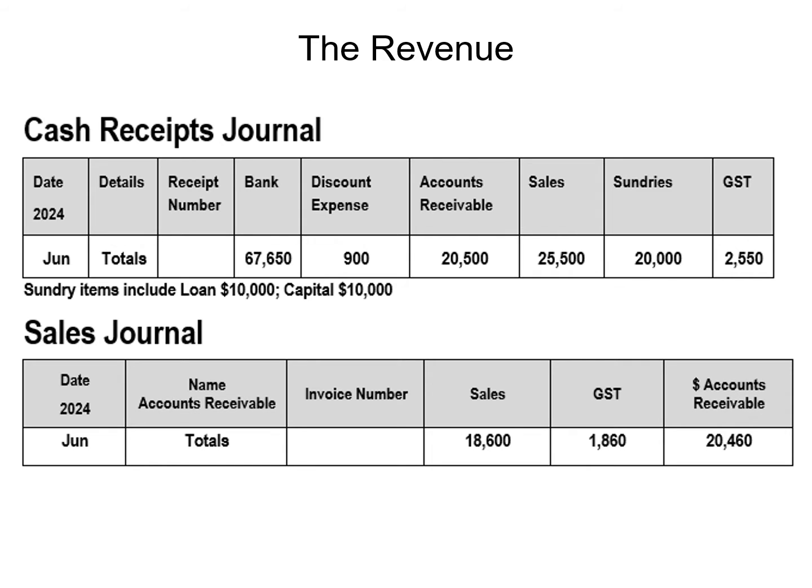We've got some GST collected here. Now that GST represents an obligation to the ATO, so that is a liability. Won't go in the income statement. Sundries, 10K for a capital contribution because of the entity assumption. We will report that separately. That will be owner's equity in the balance sheet.